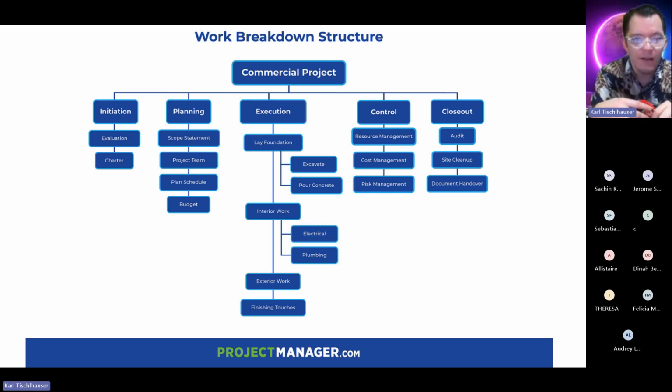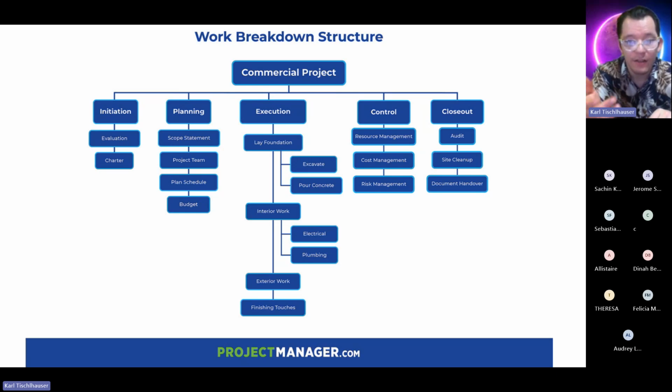Then you can see that we have our planning, which includes the scope statement, the team, the plan schedule, your budget, anything that would go into the planning would go in under there. Then we have our execution. So they have lay the foundation. You can see there's excavate, pour concrete. Then we have interior work, so electrical, plumbing. Exterior work would be finishing touches.